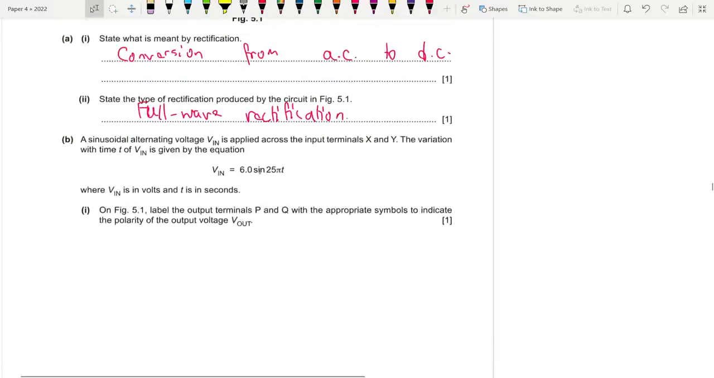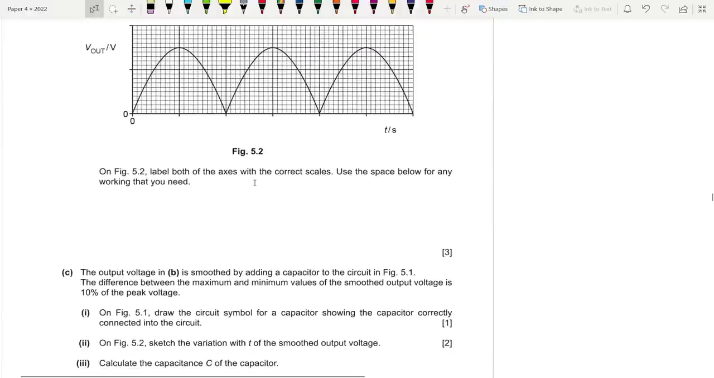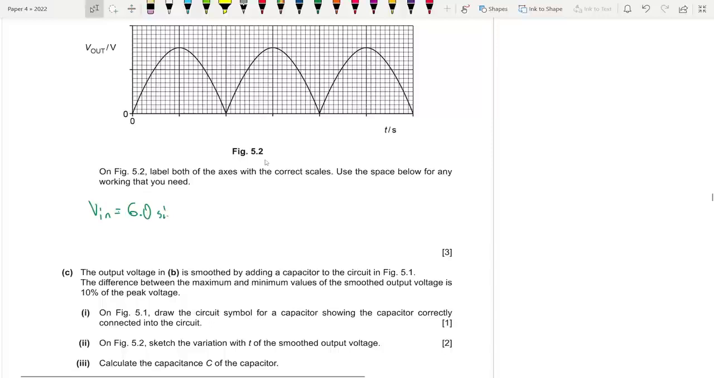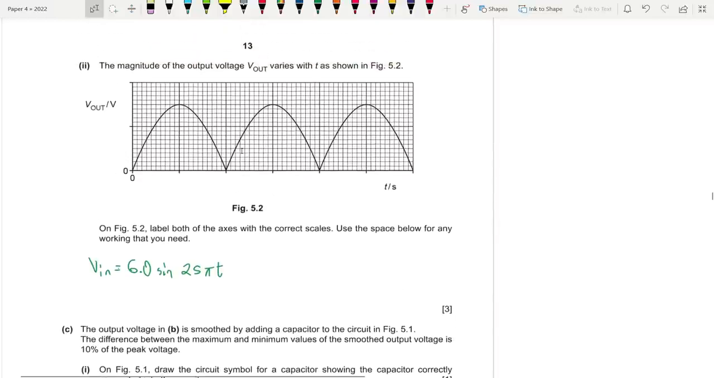We can use this place for working. The equation is V in is equal to 6.0 sine 25 pi t. So basically, the peak output voltage, this is very important. This value is your amplitude essentially. You guys know about trigonometry, right, from P1. So suppose you have y is equal to 2 sine x, right? So 2 is your amplitude. So this one is basically the amplitude. So this should be 6.